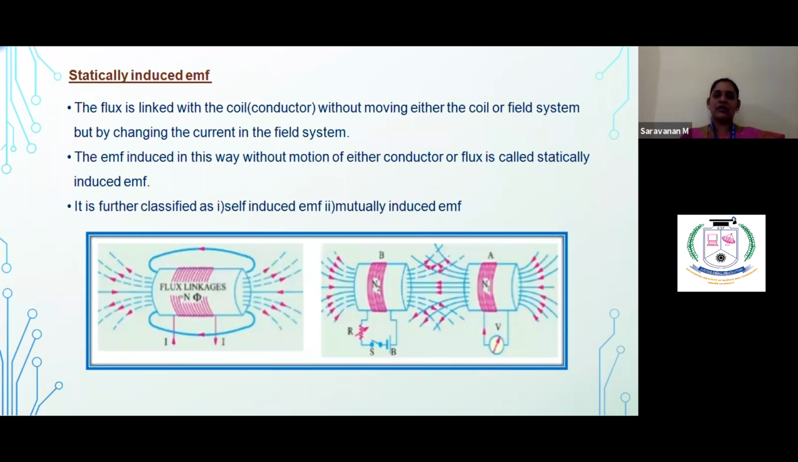Under that, you have two types: self-induced and mutually induced. Self-induced means the current flowing in the first coil and the flux linkage taking place on the same coil. Mutually induced means the current flowing in the first coil is changing, and because of that the flux linkage will be changing in the next, nearby coil. So there is a mutual sharing of the induced EMF between both coils, which you call your mutually induced EMF, right?